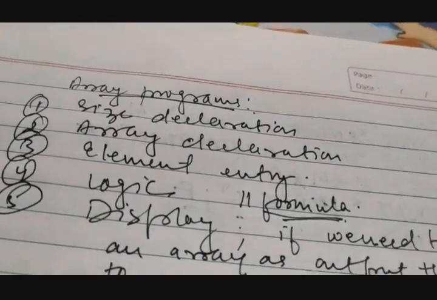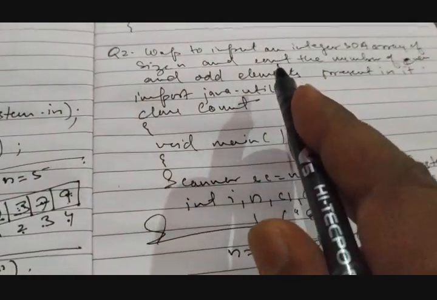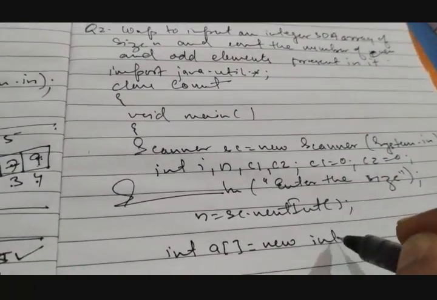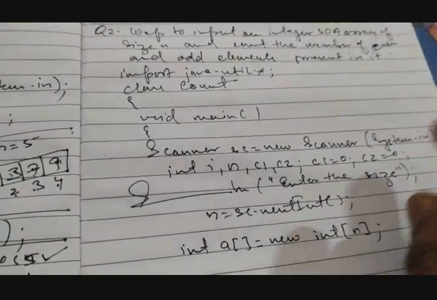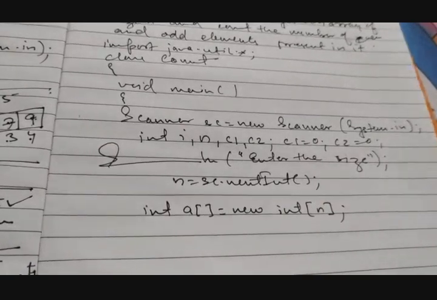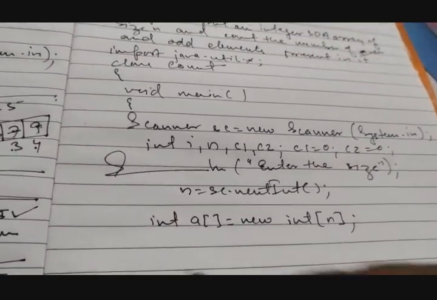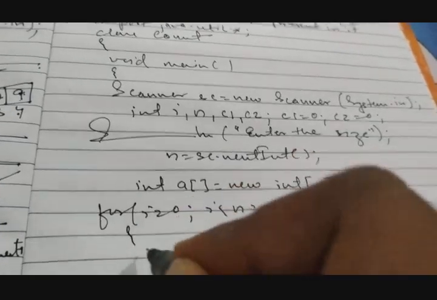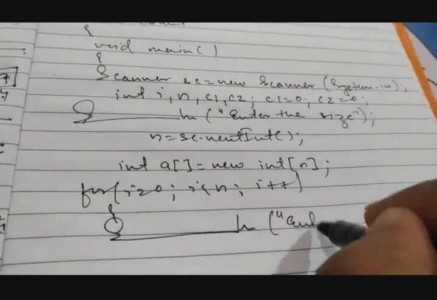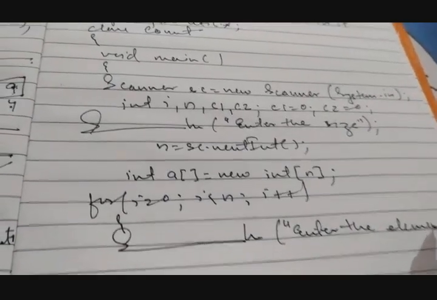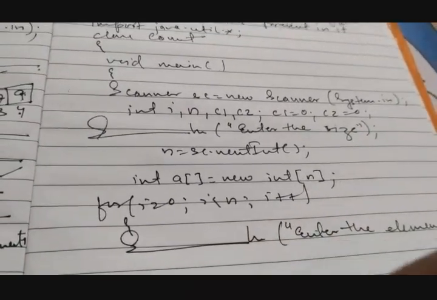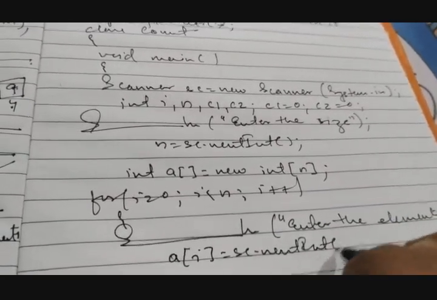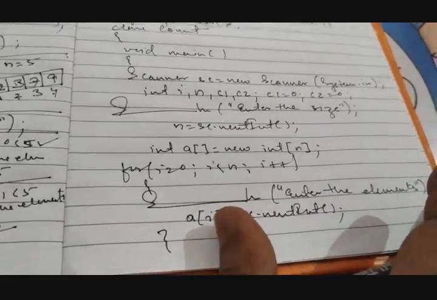Size declaration, then array declaration. And the type is already specified to you. It is an integer single dimensional array. So int a[] equals new int[n]. Array declaration is over. So till now the array is created, the boxes of the array are made of that size. Now we need element entry. So for i equals 0, i less than n, i plus plus. So println("Enter the elements"). a of i equals sc.nextInt(). Element entry is done here.